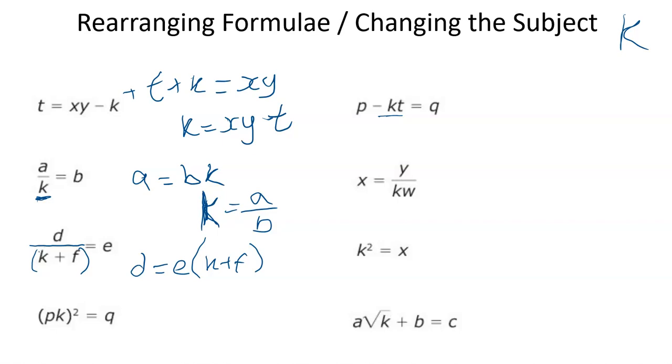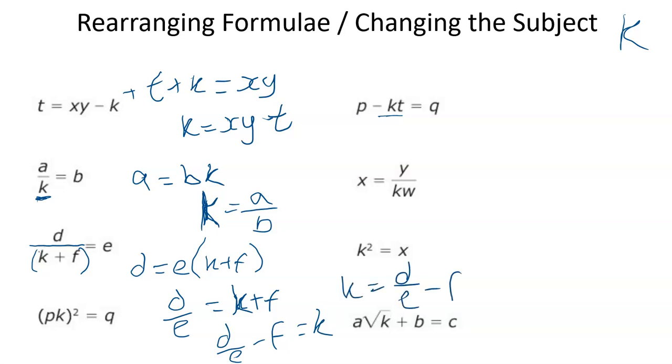Okay, now there's two options. You could expand the bracket, but I'm not going to. I'm just going to divide by the e and get d divided by e is k plus f. I can now drop the bracket because there's nothing happening to the bracket. And now I can deal with the add by doing the opposite, and the opposite is take away. So we get d over e minus f equals k. And of course I'd switch that round to be k equals d over e minus f.